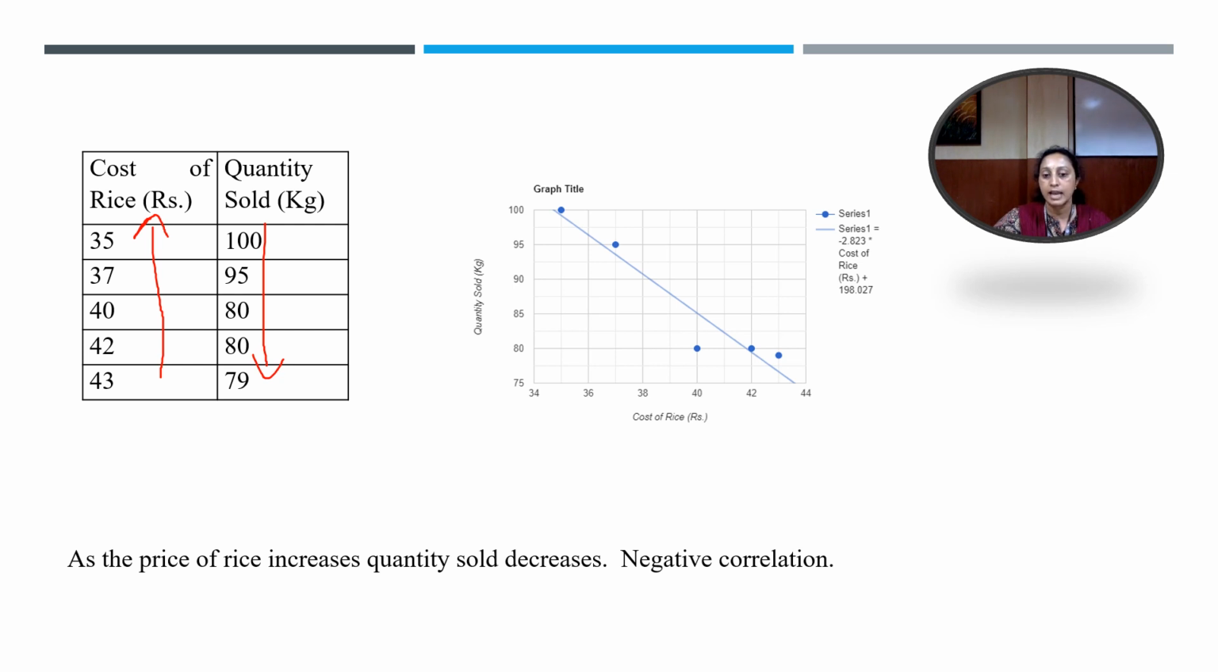So in this scatter diagram, we observe that as the cost of the rice is increasing, the graph is decreasing. There's a declining trend in the graph. Hence, we say that there exists a negative correlation between cost of rice and the quantity sold.